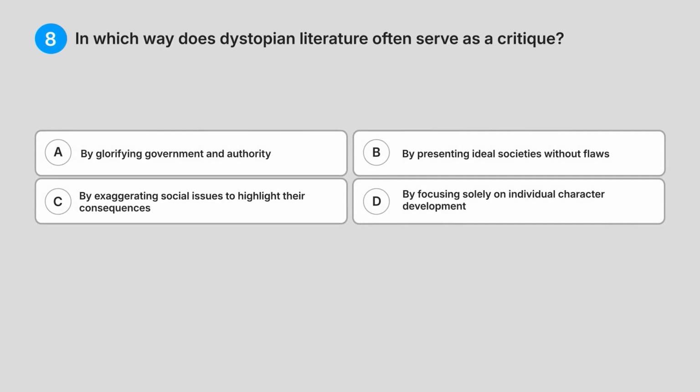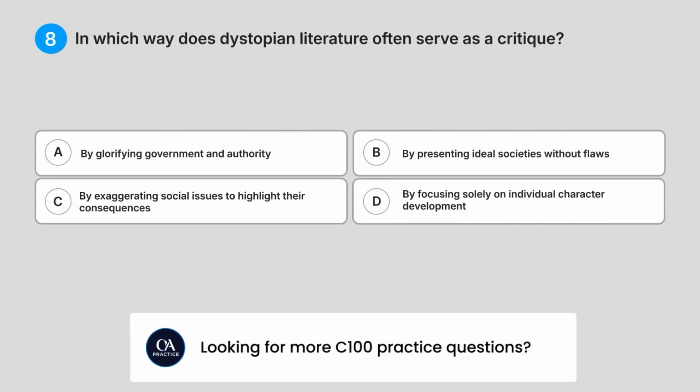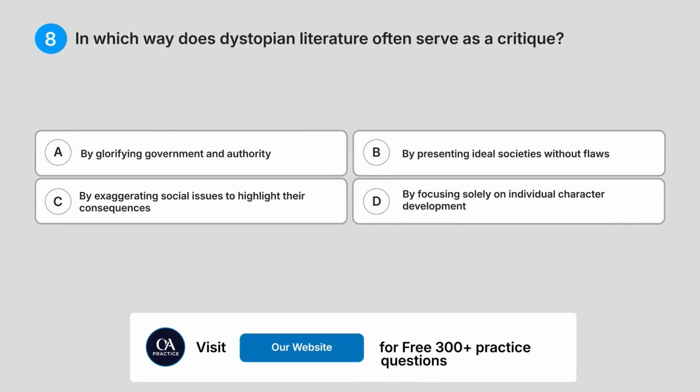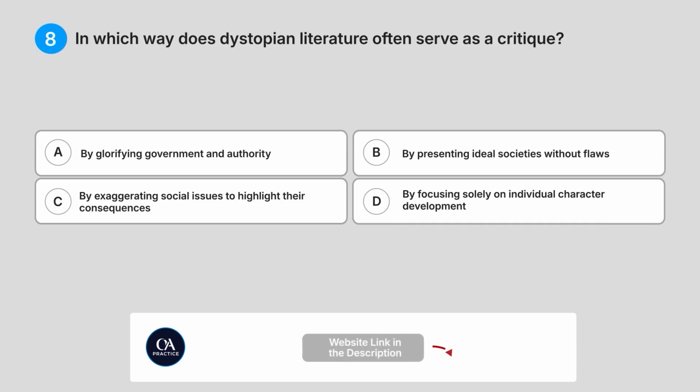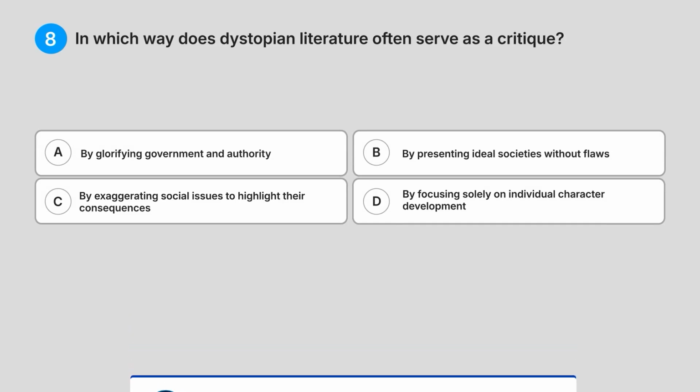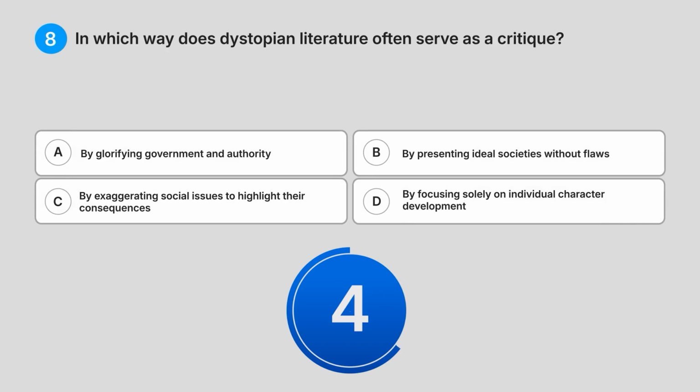8. In which way does dystopian literature often serve as a critique? A. By glorifying government and authority. B. By presenting ideal societies without flaws. C. By exaggerating social issues to highlight their consequences. D. By focusing solely on individual character development. What do you think is the answer?